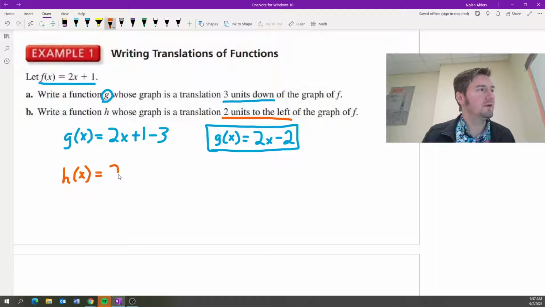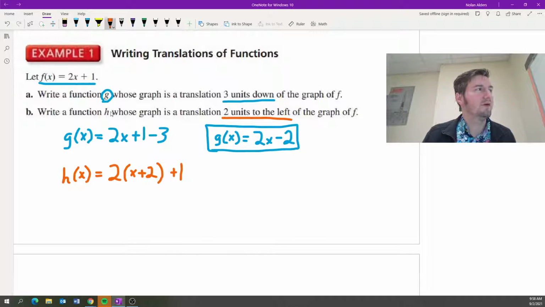So what we're going to do is write the 2, and then right when we get to the x, we're going to put some parentheses in. And then 2 units to the left is going to be plus 2. Okay, left is plus, and right is minus. Close our parentheses, and then finish the equation. So it was plus 1 on the end.